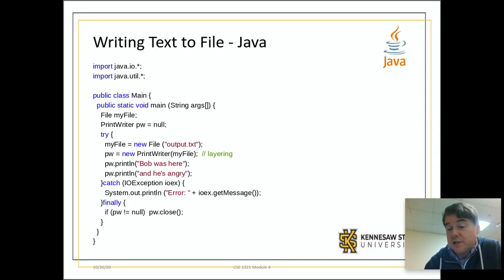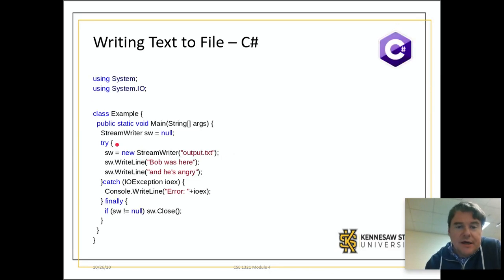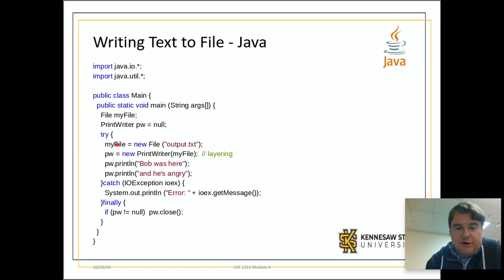You simply call close, which is either lowercase c or a capital C, depending on which language you're in, on the object where you opened the file. All right. And I said that wrong. I said it was on the object that you open the file. It's actually on the print writer object is what you close here, not the myFile. All right, sorry about that.